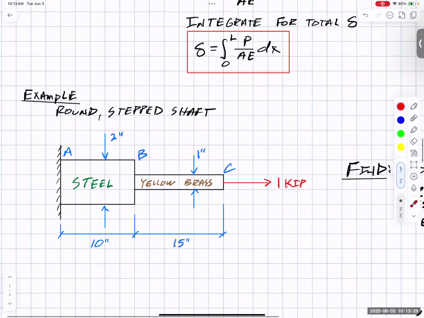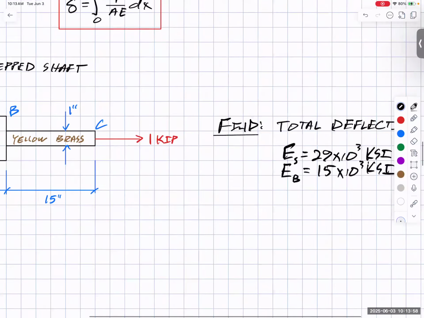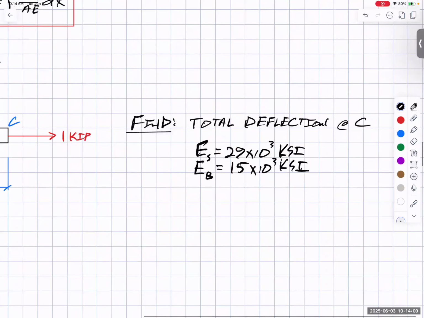Let's take a look at an example in action. What we have is a round stepped shaft that's made out of steel and a yellow brass, bonded together in some way. I'm pulling it with 1,000 pounds, or 1 kip load. Two lengths: 10 inches for the steel, 15 inches for the yellow brass. Two diameters: 2-inch diameter for the steel, 1 inch for the yellow brass. I know the diameters because it says it's round up here, right? So what we want to find is, what is the total deflection at C?